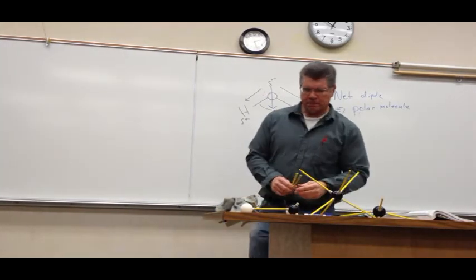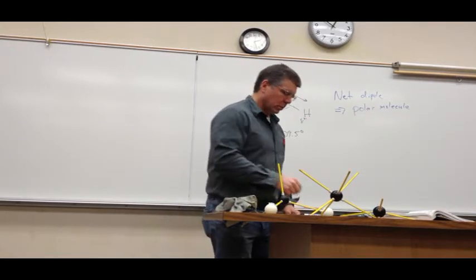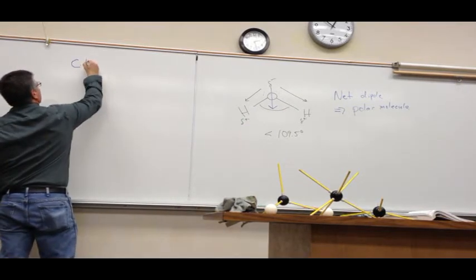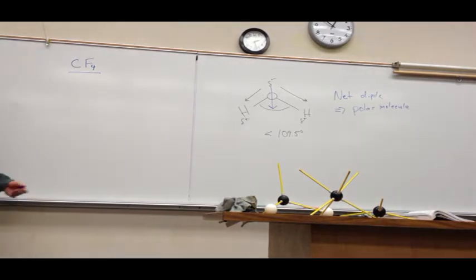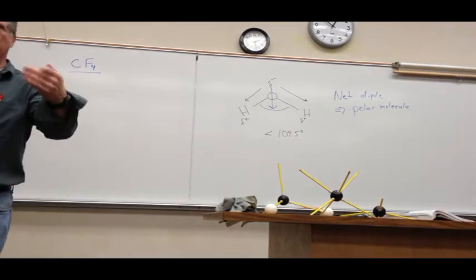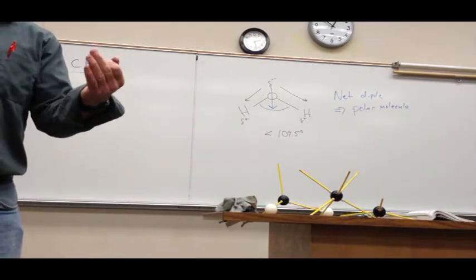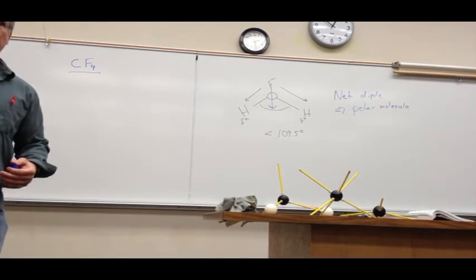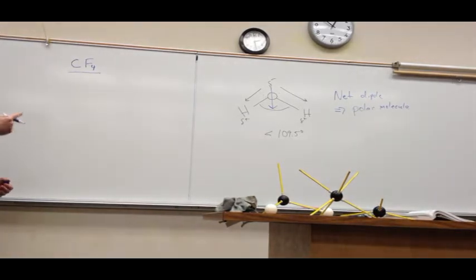On the other hand, look at this molecule here, carbon tetrafluoride. What we want to do, our goal here, is to predict whether or not the molecule is polar or not. And the way we're going to do that is we're going to draw the Lewis structure, get the molecular geometry, and then look at the bonds, see if there are any polar bonds, and whether or not they can cancel each other out.